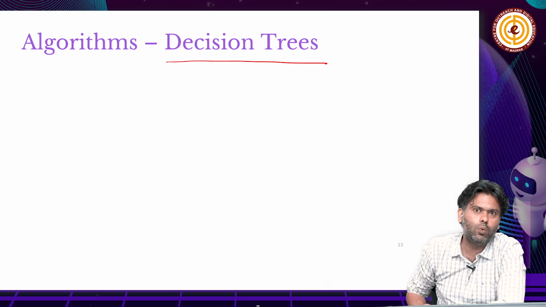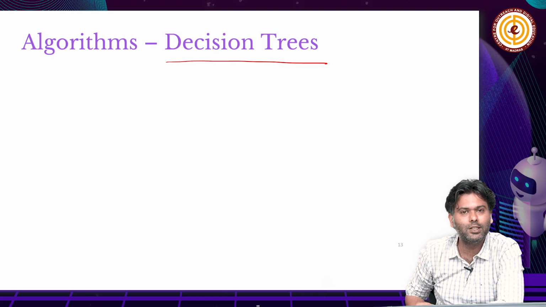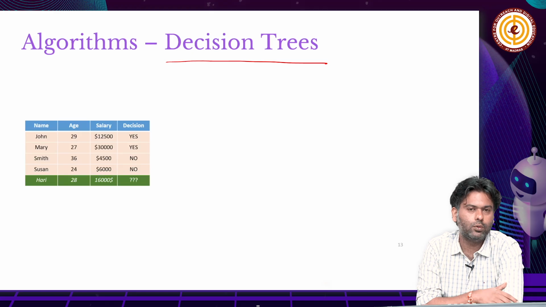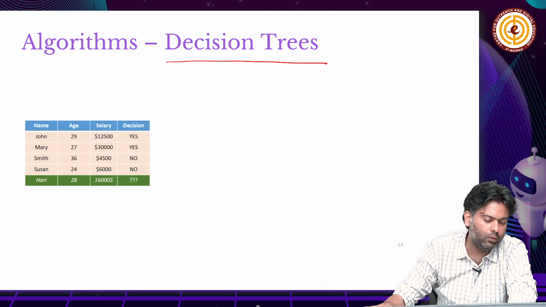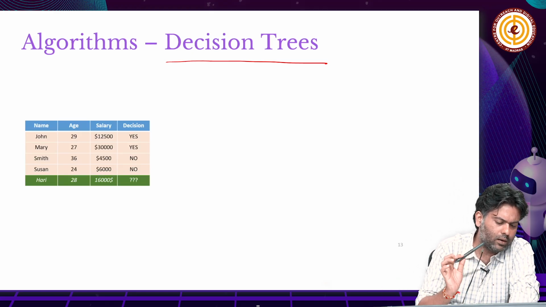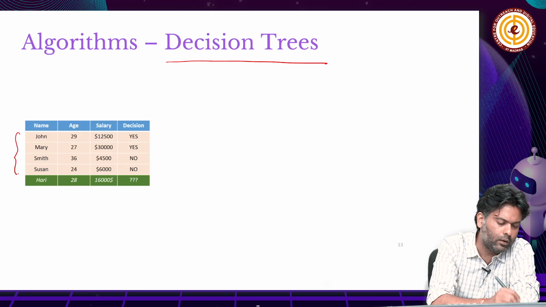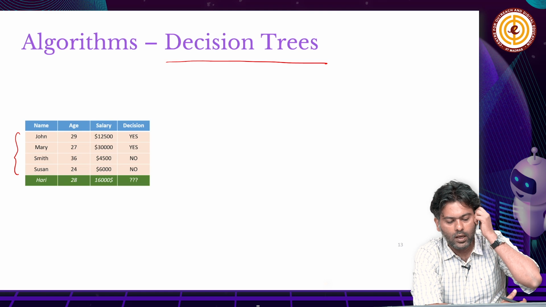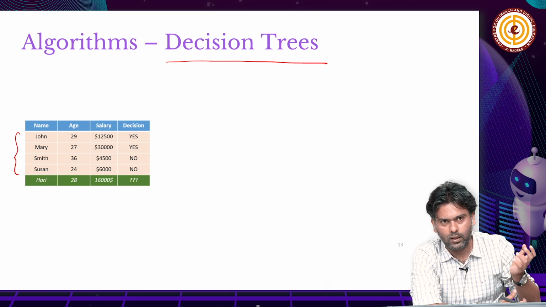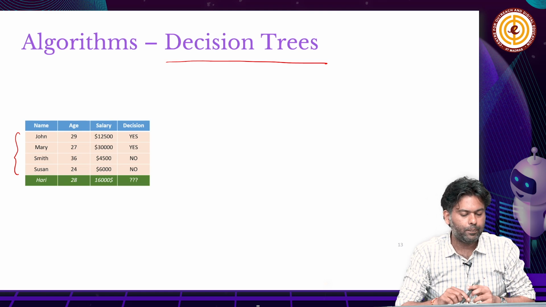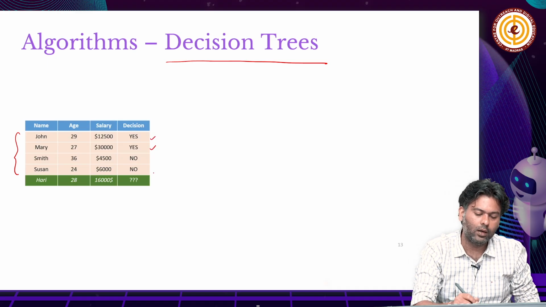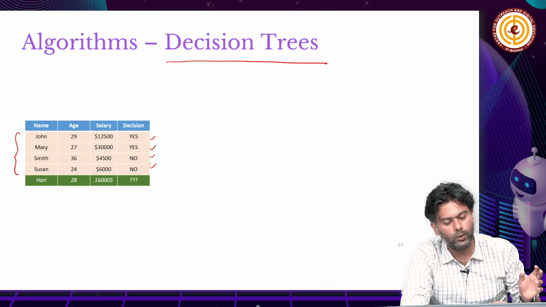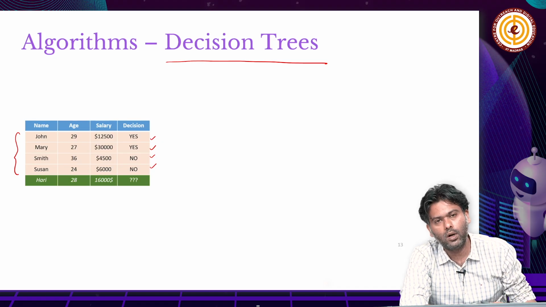Okay, so let's see what this algorithm is. It's called the decision tree algorithm. Again, let's look at the same example that we had. Now, instead of 3, in this particular example, I have taken 4 data points, John, Mary, Smith and Susan, and then I still want to answer the question for Hari. John and Mary paid the loan back, whereas Smith and Susan didn't pay the loan back, and now I want a decision for Hari.